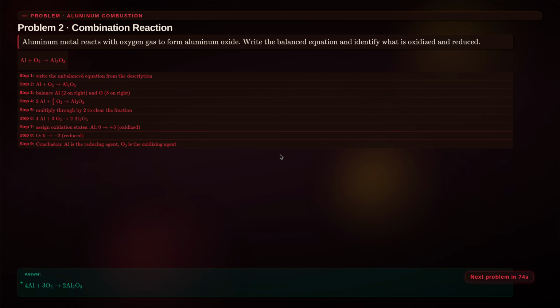Step 3. Assign oxidation numbers. Aluminum goes from 0 in the element to +3 in the oxide, so aluminum is oxidized. Oxygen goes from 0 in O2 to -2 in the oxide, so oxygen is reduced. Aluminum is the reducing agent, and oxygen is the oxidizing agent.